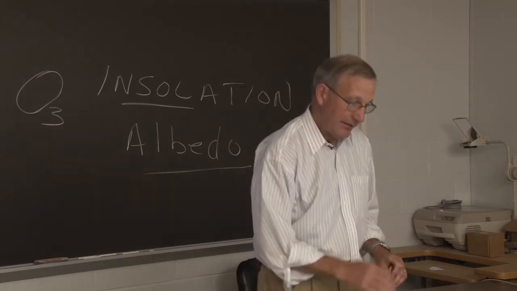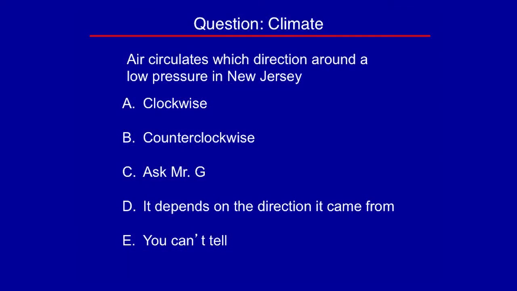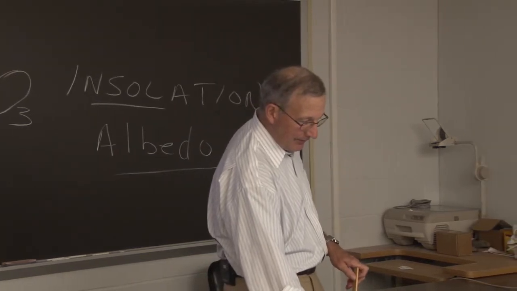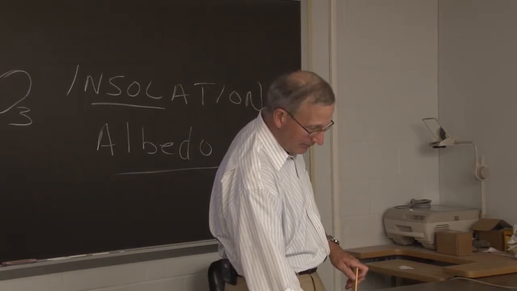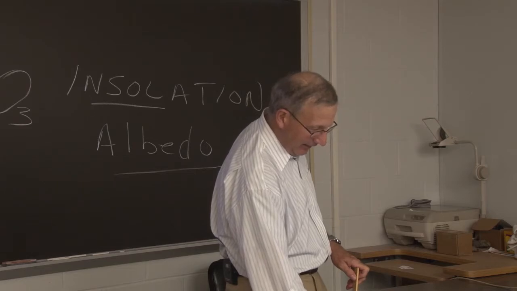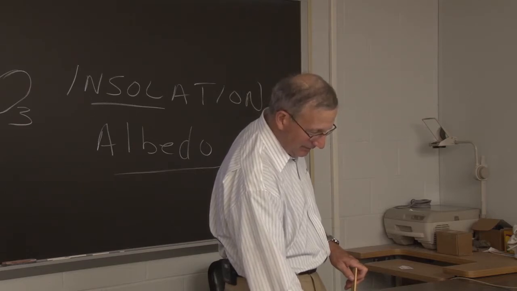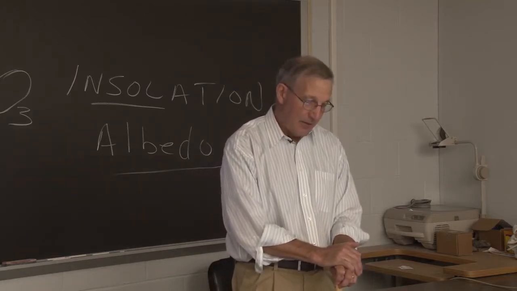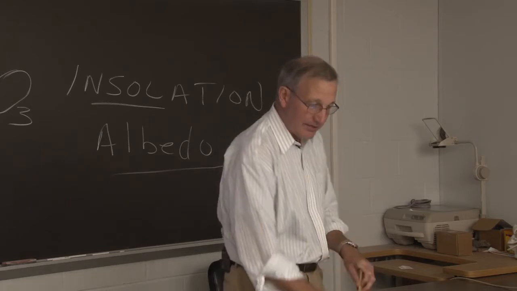Climate question 3. Air circulates around a low pressure in New Jersey, a low now, A, clockwise, B, counterclockwise, C, ask Mr. G, he's the weatherman on News 11, D, it depends on the direction it came from, and E, you can't tell. Click in one more time, sorry. And the answer is B, counterclockwise around lows, clockwise around highs.